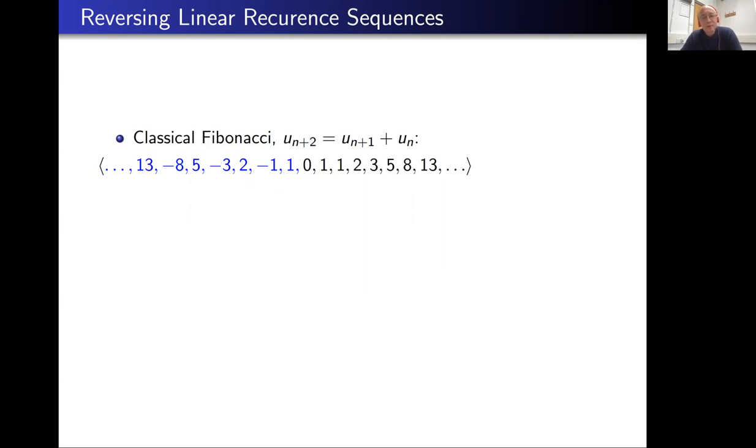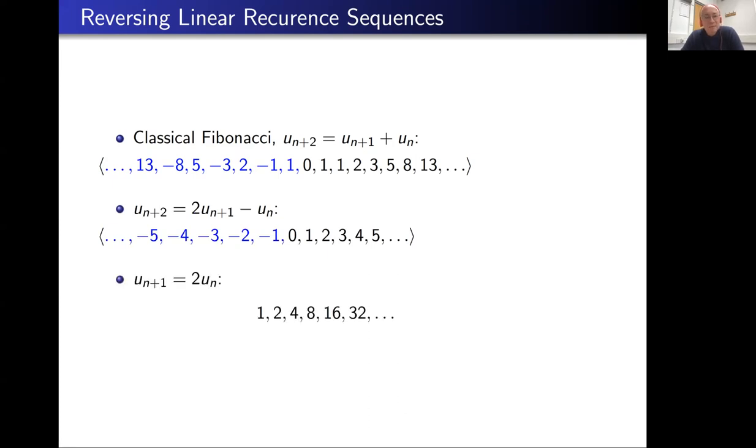So f sub n is minus one to the n minus one, f sub minus n is equal to minus one to the exponent n minus one times f sub n. Here is the classical arithmetic progression. And this one, you can always extend it in the past. Now, this sequence, you can go with it in the past. But when you go with it in the past, then you're going to get rational numbers. You're no longer going to get integers.